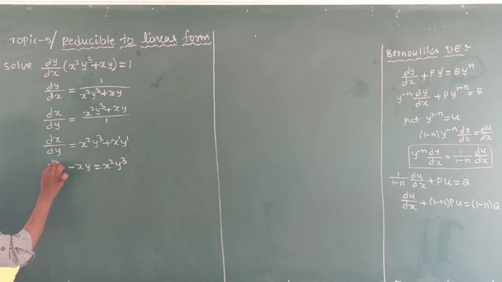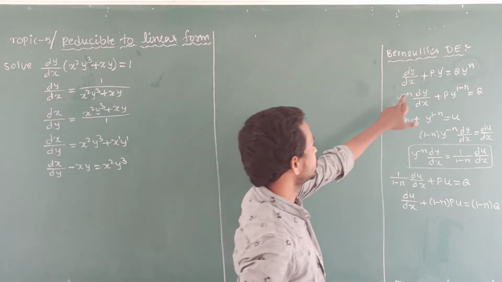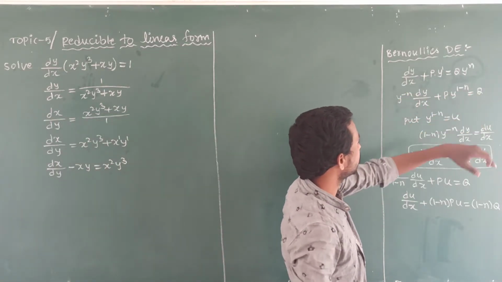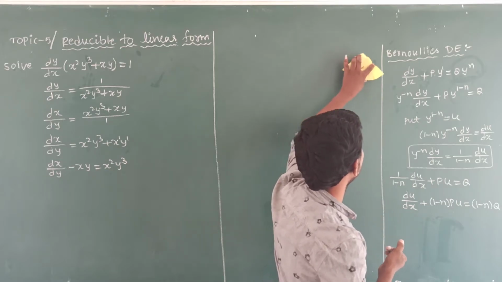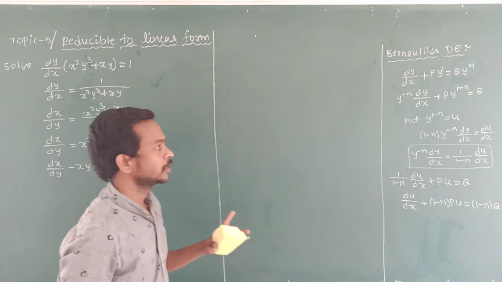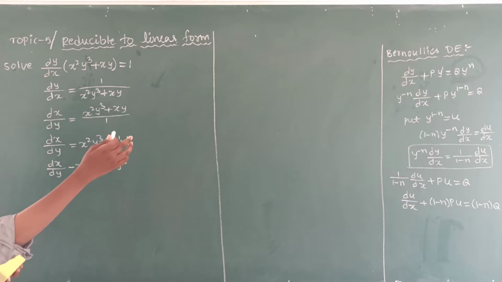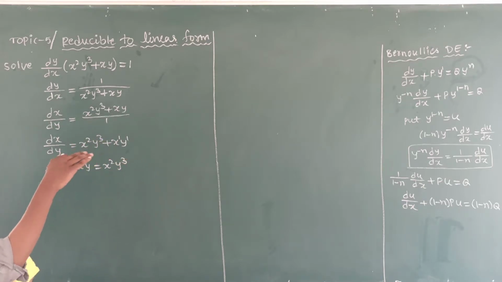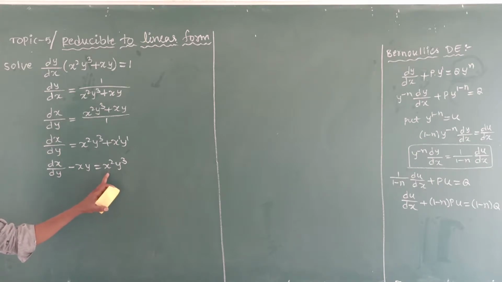Why? Because here the x term is there, so that this q is completely in the form of x. If it is in dy by dx, we brought the y power of n to the LHS. Here it is dx by dy, so we have to bring this x square term to the LHS. So divide by x square on both sides.